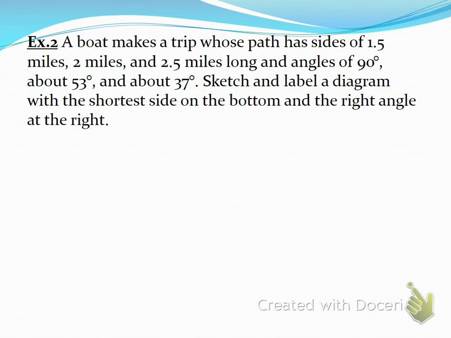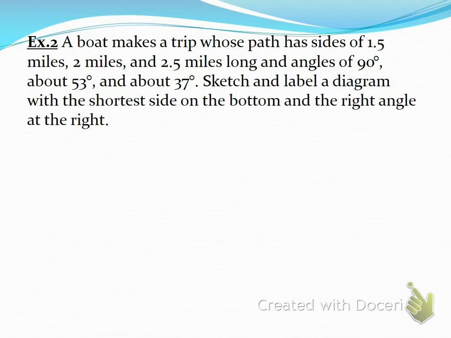All right, a boat makes a trip whose path has sides of 1.5 miles, 2 miles, and 2.5 miles long, angles of 90 degrees, about 53 degrees, and about 37 degrees. Sketch and label a diagram with the shortest side on the bottom and the right angle at the right. Now, in my opinion, that last statement is the most helpful when we get started. So I wouldn't start trying to sketch this until they orient it for us.